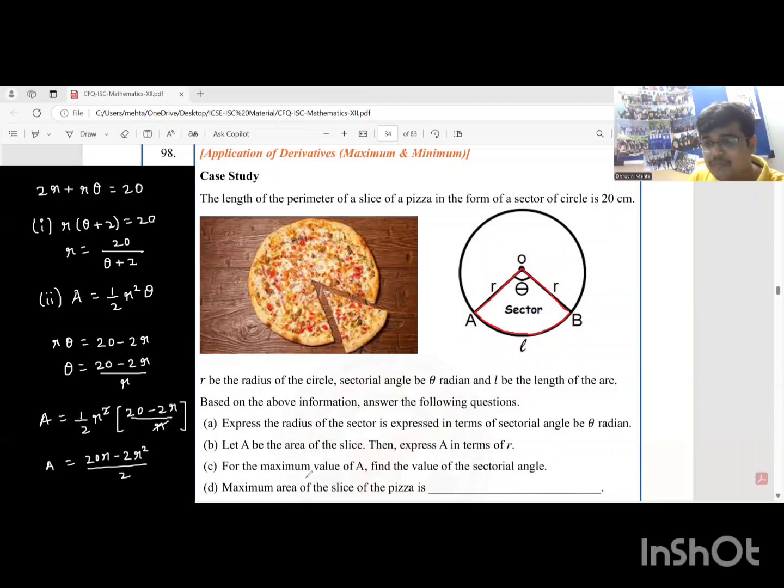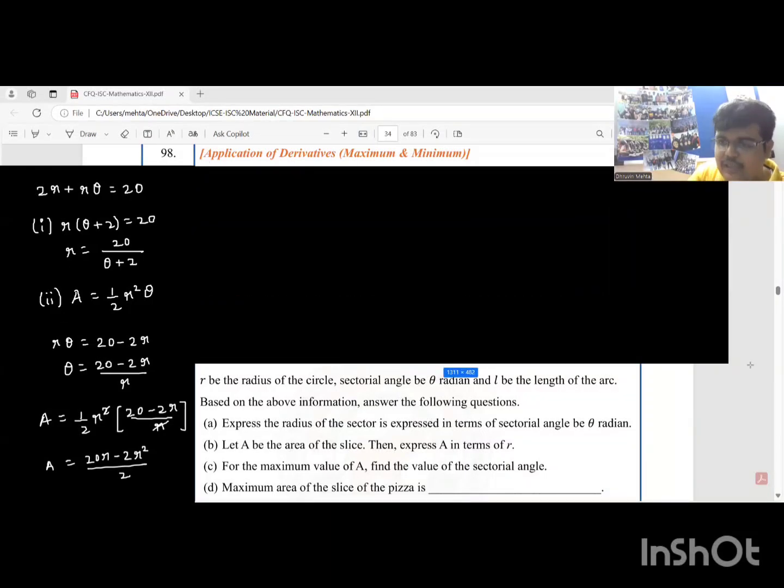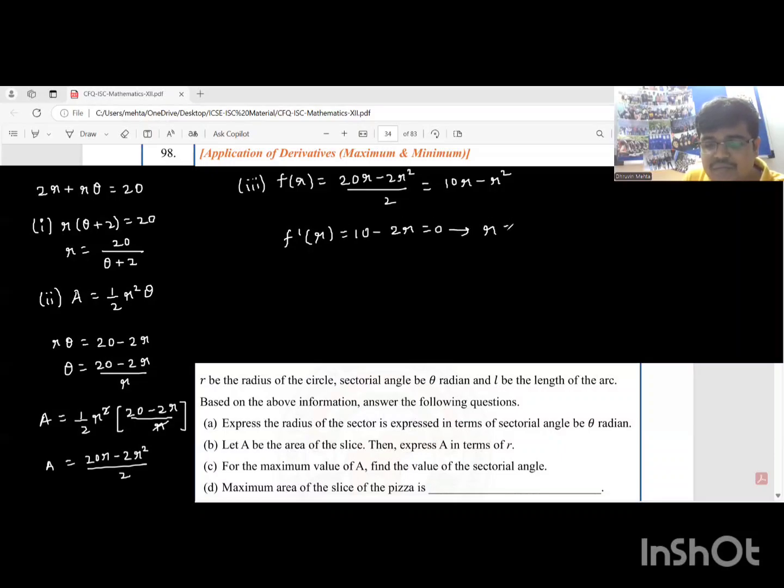About the third part, for maximum value of A, we are now talking about maxima minima, students. Over here, they are saying maximum value of A. So we have to take area as the function, and then go ahead with the double derivative test. So we'll take the derivative, double derivative, and all of that. Let us do that. I'll call this function f of r as 20r minus 2r square upon 2. You can actually divide it by 2 so that we are not having any denominator. It's 10r minus r square. You take the derivative, students, f dash r will be 10 minus 2r. You equate it with 0 and you get that r is 5.